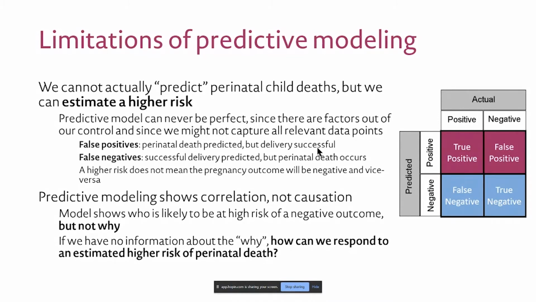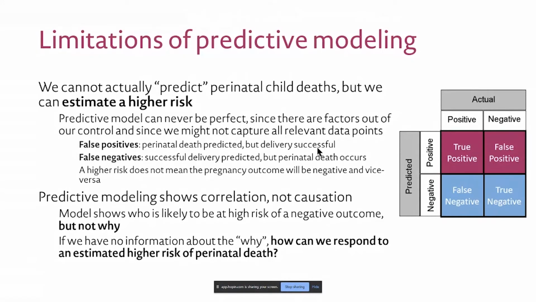So in our case, for example, a false positive would mean that we predict a perinatal death, but actually the delivery is successful. And on the other hand, a false negative is when we predict a successful delivery, but actually a perinatal death occurs.